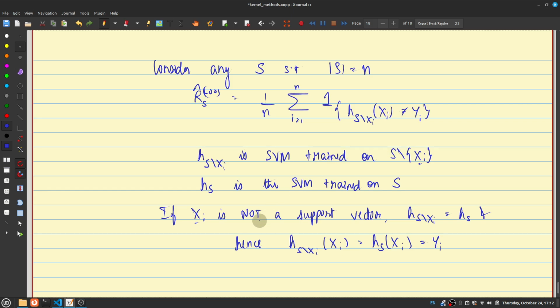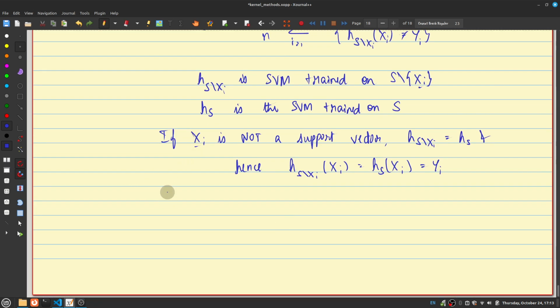Now we don't know what happens if XI is a support vector. Because if XI is a support vector, then removing XI from S could end up giving you a different hyperplane. So HS minus XI is not equal to HS. You end up with a different hyperplane. This hyperplane may classify XI correctly or it may not. It doesn't matter. In the worst case, maybe it classifies it wrongly.